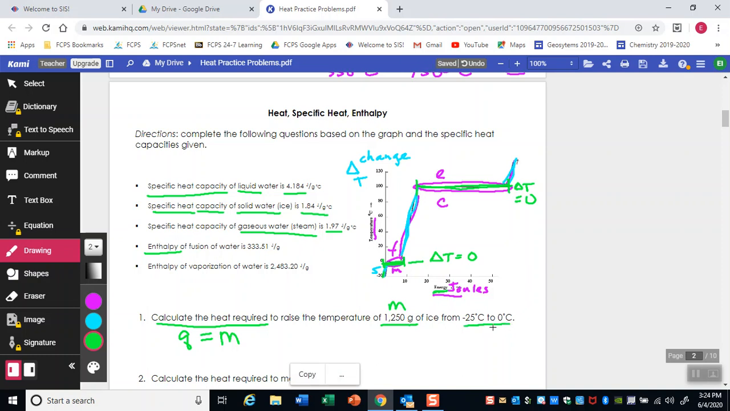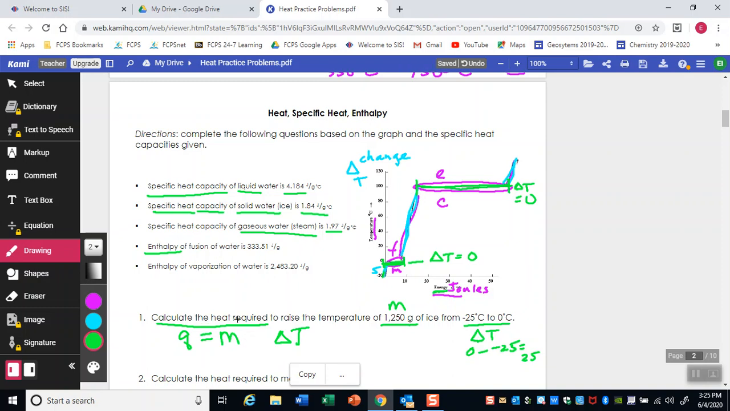If I have 2 temperatures, I can figure out the change in temperature by subtracting the high temperature minus the low temperature. That equals 25. The difference between -25 and 0 is 25. So that is the change in temperature.